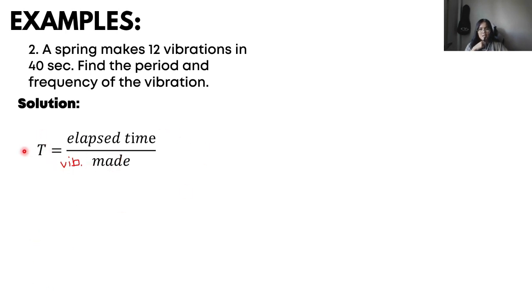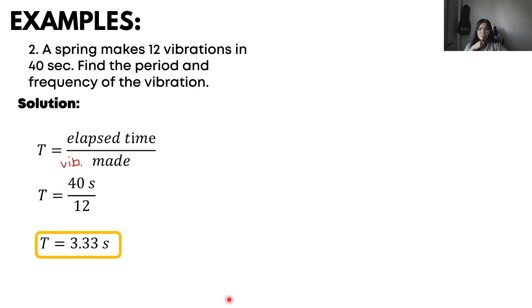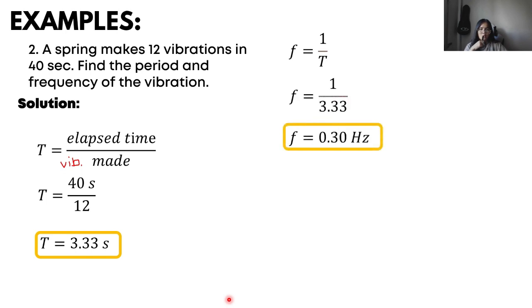Di ba? Recall natin na sa definition ng period, how many seconds per cycle siya. So, ang seconds niya is yung elapsed time or 40 seconds. And nakailang cycle siya. For this case, we have 12 vibrations. Kaya meron tayong T is equal to 3.33 seconds. And then for frequency, reciprocal lang ni period ulit. Makukuha nyo 0.3 Hz.